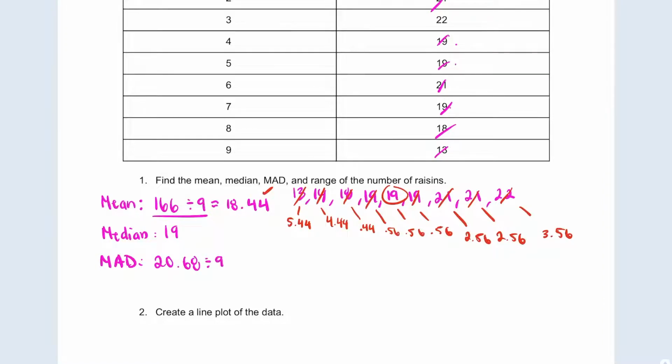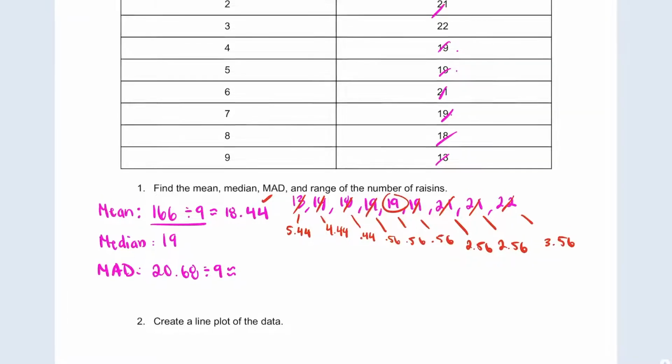20.68, and we are dividing that by 9. So our MAD is approximately 2.297 as a decimal. I'm going to round that to 2.30. That's my final answer. So that is my MAD.